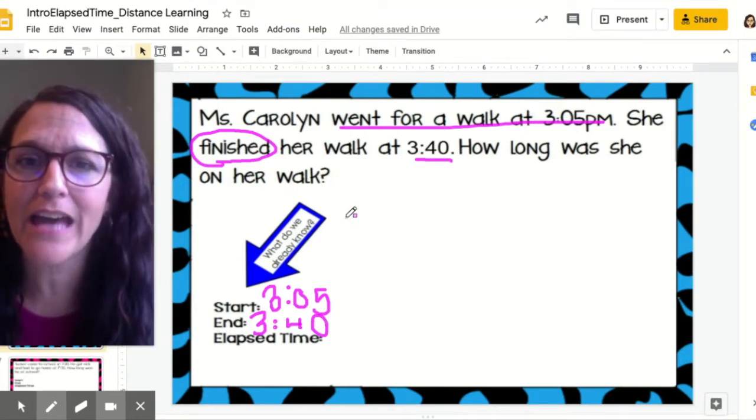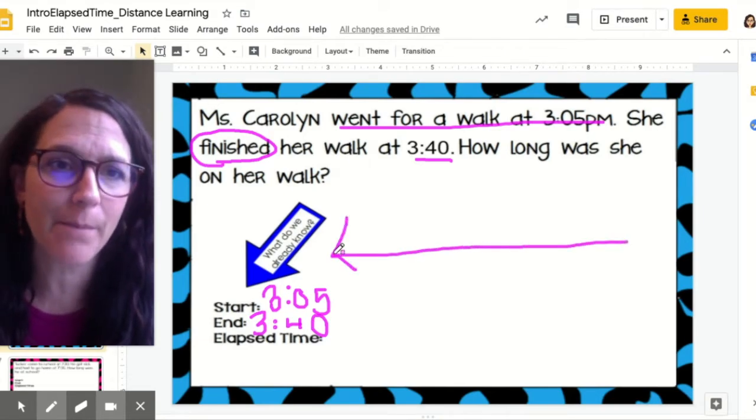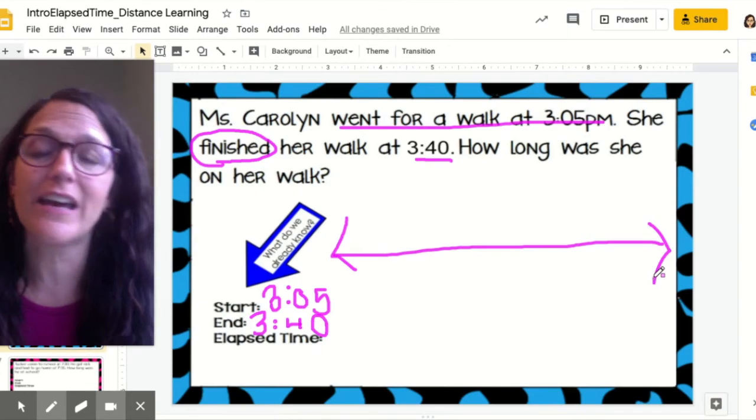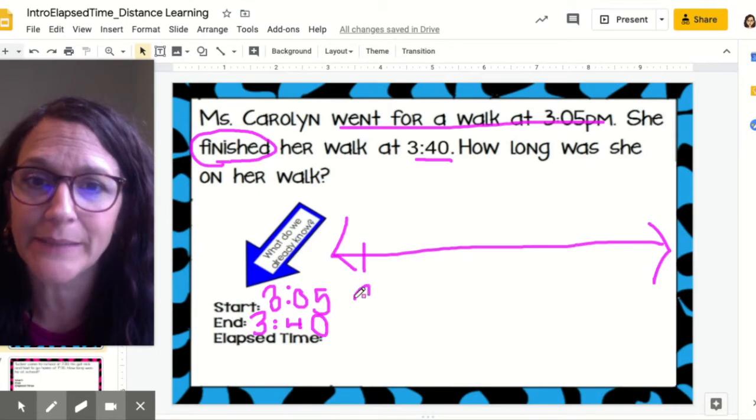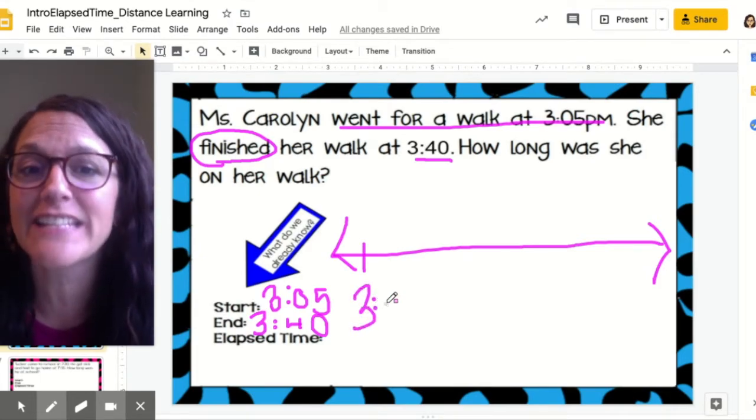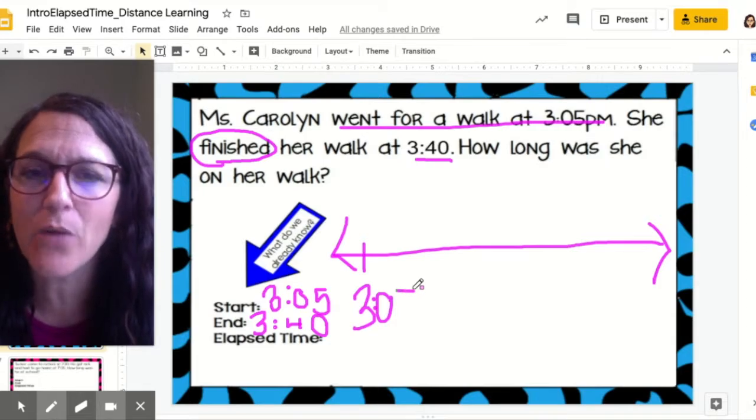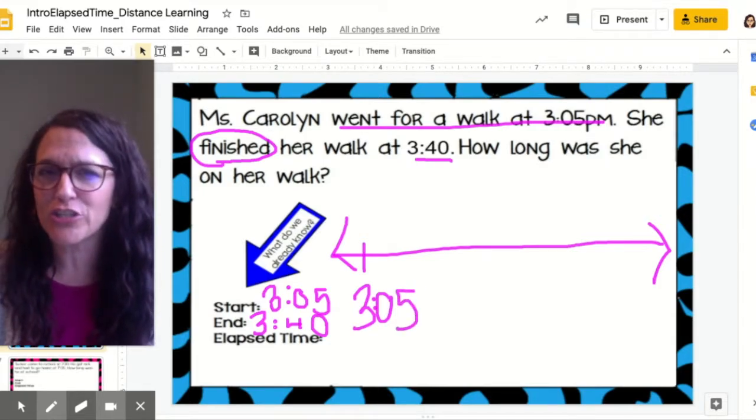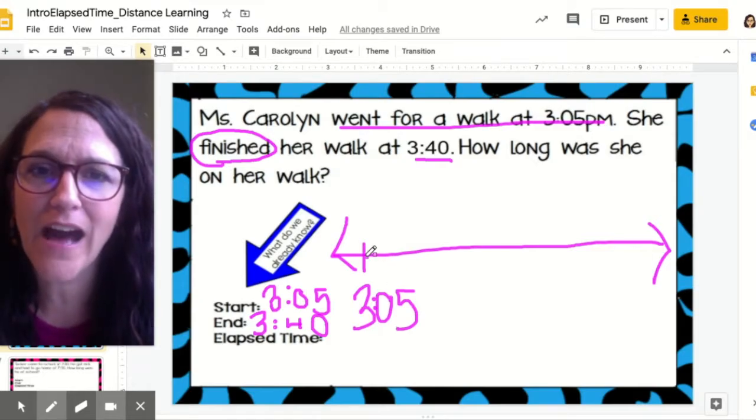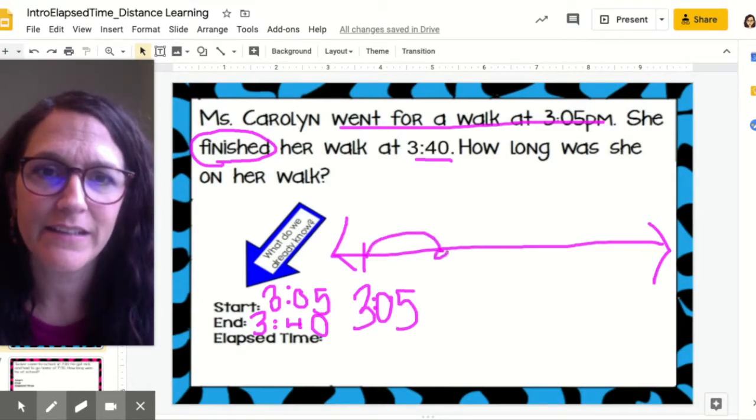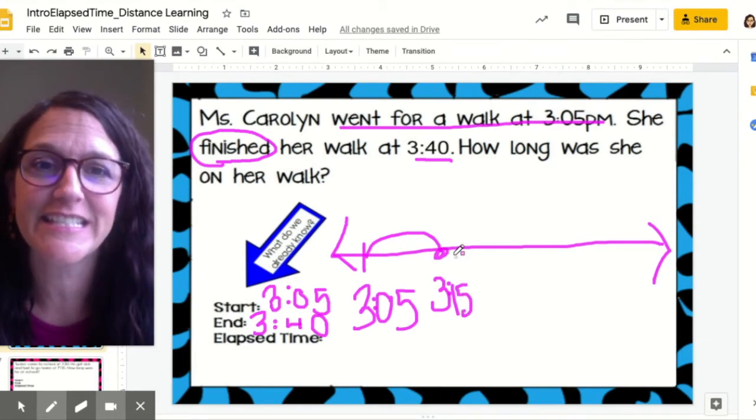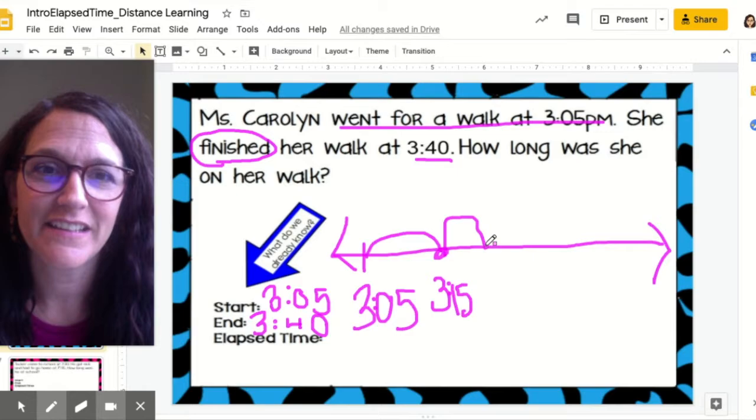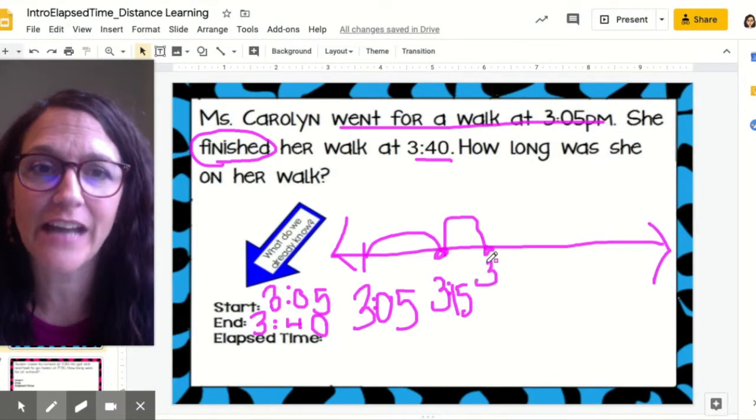So I'm going to go ahead and start by drawing a number line, and I'm going to use our number line addition and subtraction strategies. I'm going to start with my start time, and I'm going to skip count until I get to the end time. And I'm going to start with tens. 3:05 plus 10 is 3:15. 3:15 plus 10 is 3:25.